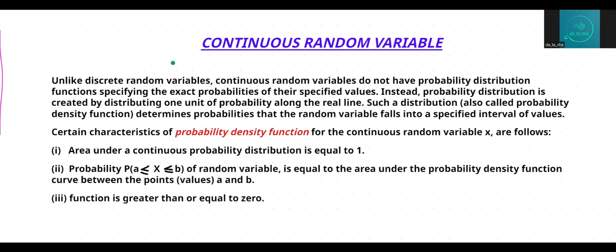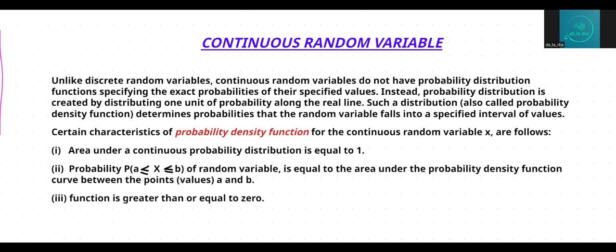Unlike the discrete random variables, the continuous random variables do not have probability distribution functions specifying the exact probabilities of their specific values. Instead, the probability distribution is created by distributing one unit of the probability along the real line. Such a distribution is called a probability density function, which determines the probabilities that the random variable falls into specific intervals of values. So there are certain characteristics that you need to understand and prove if you want to check whether a function is a probability density function.